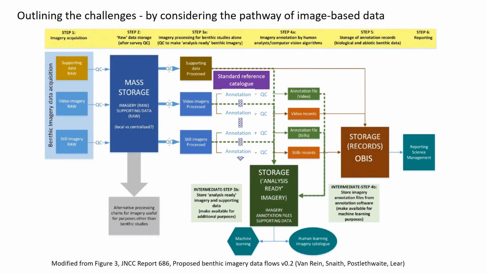And then step 5 is the storage of the annotation records, both the biological and abiotic data associated with those records. Step 6, if we get onto that, is thinking about reporting. So this collectively shows that flow of the image-based data from start to finish. And each one of these steps is associated with a challenge or a set of challenges that we will be considering throughout the course of this workshop.